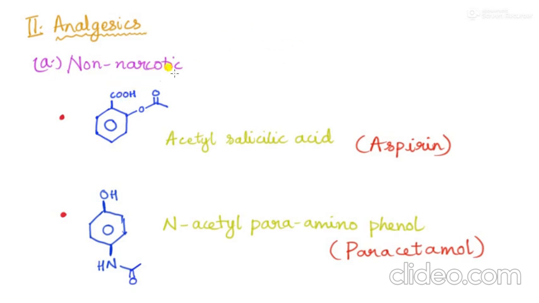Under non-narcotic analgesics, we have aspirin and paracetamol. These structures are not there in the chemistry in everyday life lesson, but it's better for you to remember them. Salicylic acid is basically benzoic acid with this group attached like this. This is self-explanatory. Similarly, paracetamol, N-acetyl para-aminophenol: you draw phenol and replace the hydrogen of this carbon with this group. These structures need to be memorized as they are.